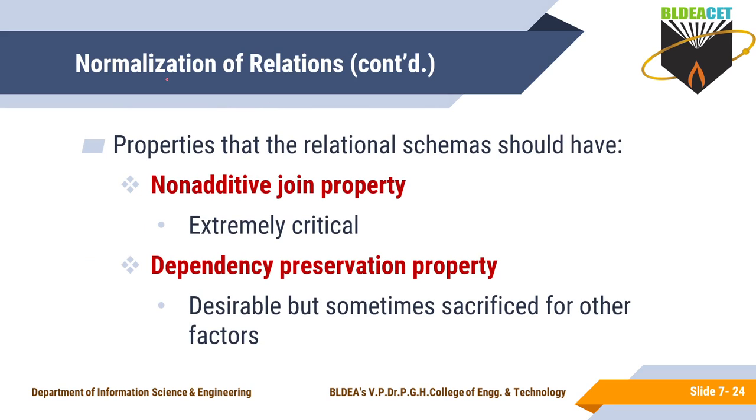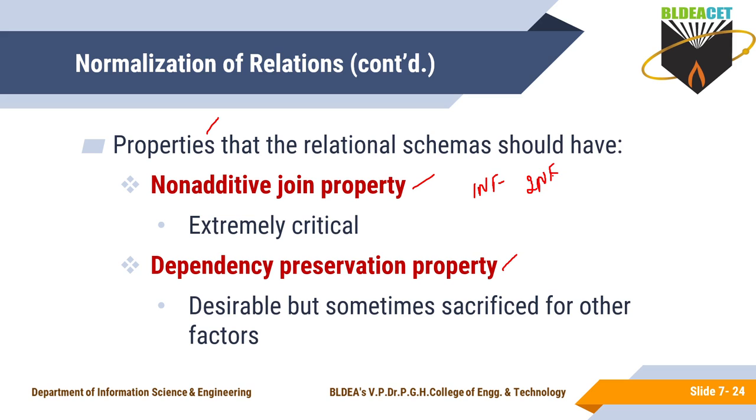So now you may have the question: why do we go for relation normalization? For making the normalization, you have to follow two properties. One is the non-additive join property and the next one is the dependency preservation property. As I told earlier, for normal forms, if the first normal form is fulfilled but the second normal form is not fulfilled, then you have to redesign.